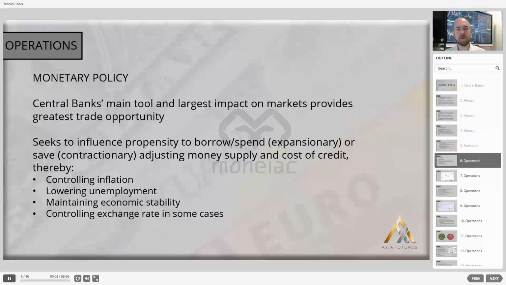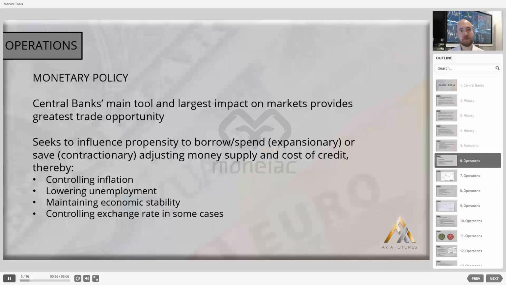Okay, so on to central banks' operations. Mostly we're going to be focusing on monetary policy. This, of course, is what has the biggest impact on markets. This is the interest rates, the quantitative easing that you hear so much about. This is how the central bank has the largest impact and chance to move markets, change behaviours, and that's what it's all about, essentially, changing behaviour of economic participants. And what monetary policy tries to do is either influence the propensity to borrow or to spend.